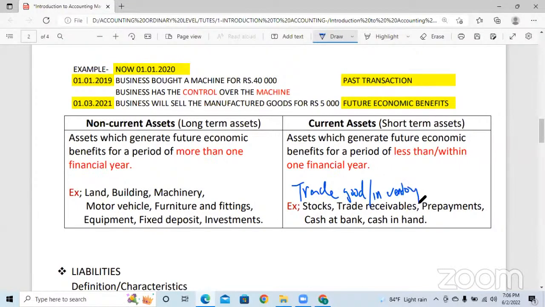Why did we start the business? We started the business, let's say, to sell maybe books. So our stock is books. If we have started a business to sell phones, then our stock is phones. So like that, guys, the main purpose you started the business, that is your stock.